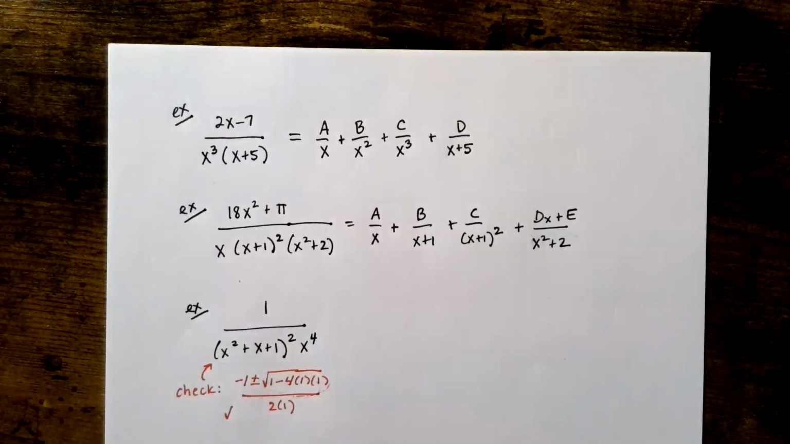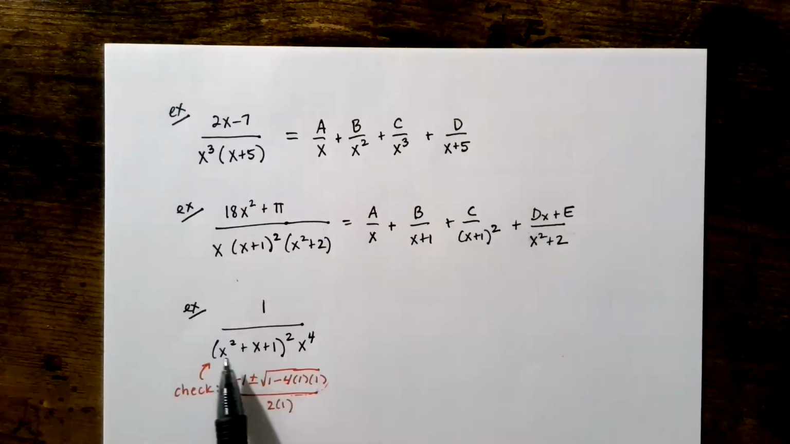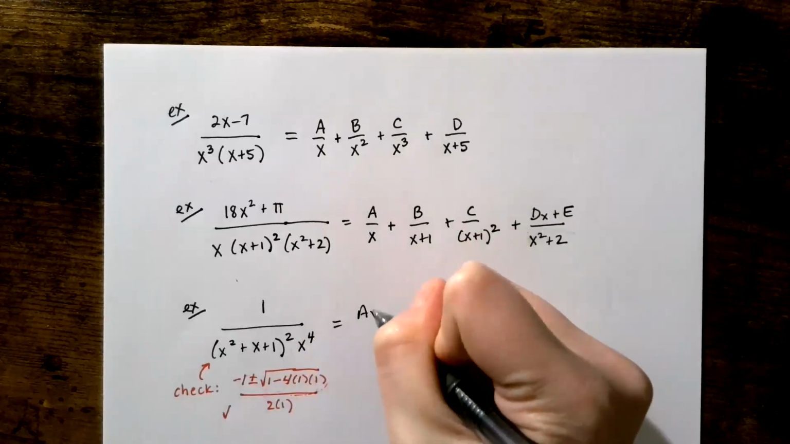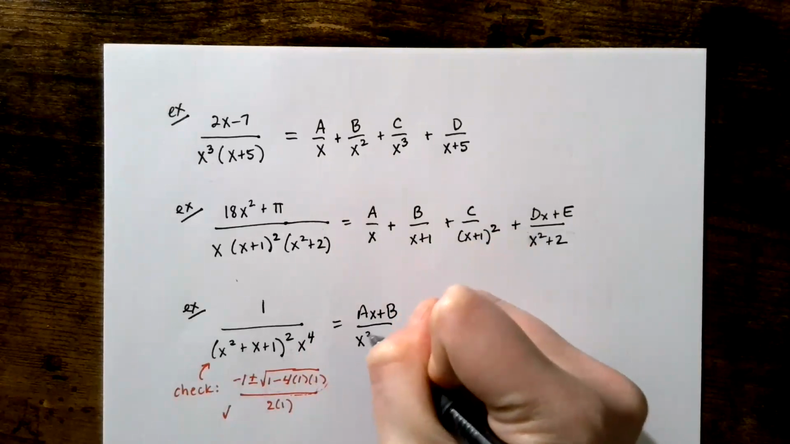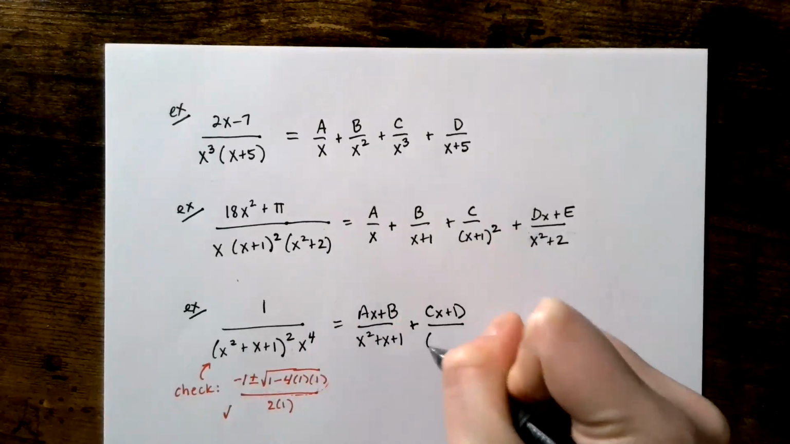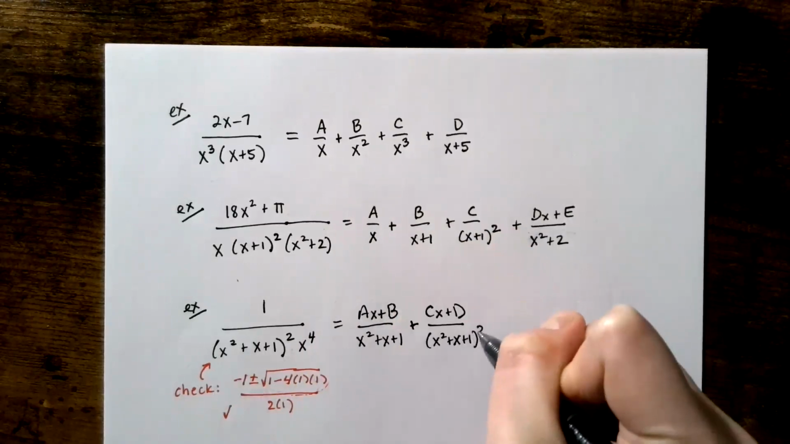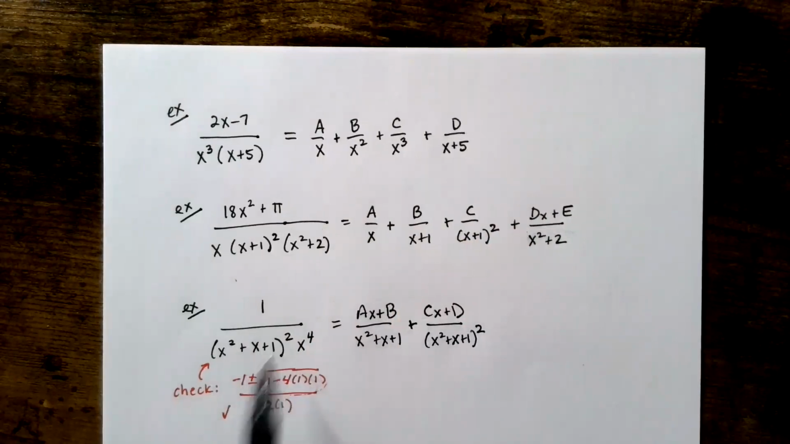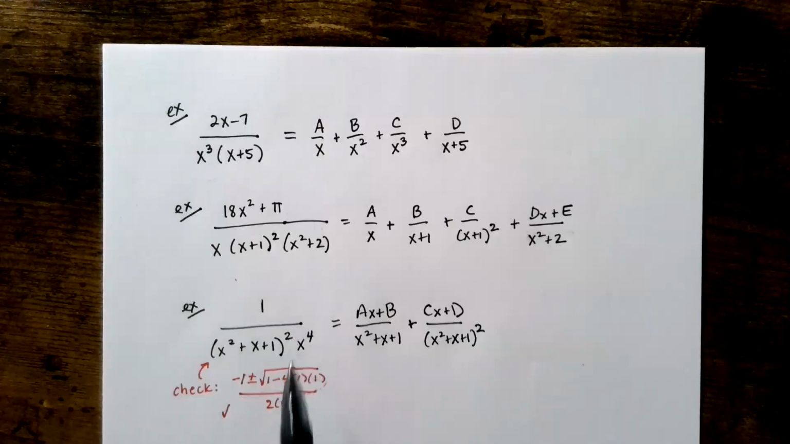Okay, so we need two factors for this guy, one with just the plain quadratic and then one with the square. And each of them can have a linear numerator. So we'll have Ax plus B over the regular. And then we'll say Cx plus D, I'm just going through the alphabet, over (x squared plus x plus 1) squared. And I'll stop there because it's squared in my factored form. And then finally, I need 4 partial fractions for the x to the 4th, from x all the way up to x to the 4th. And they'll all have the same numerator as the very first one that starts. So just plain letters on top.